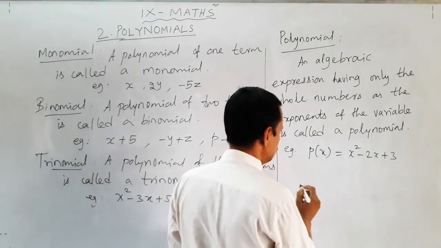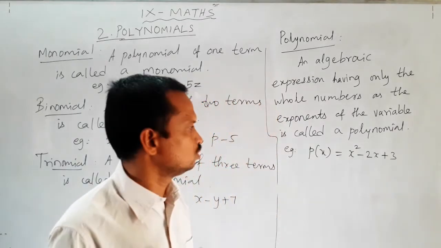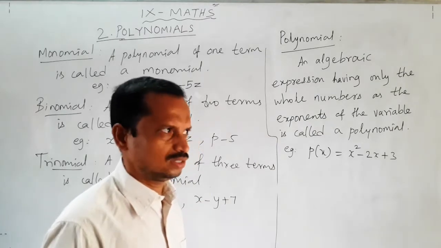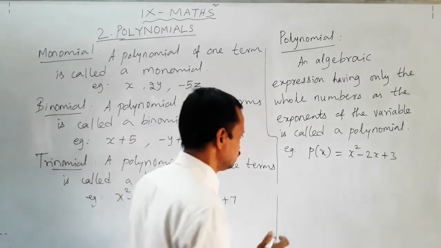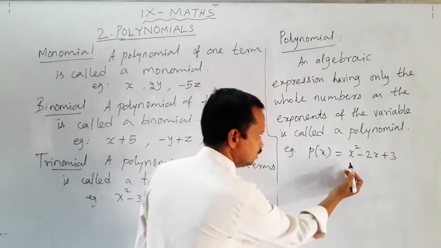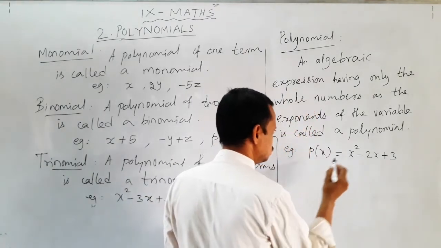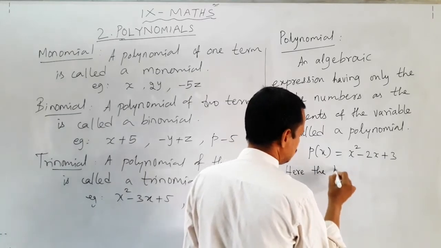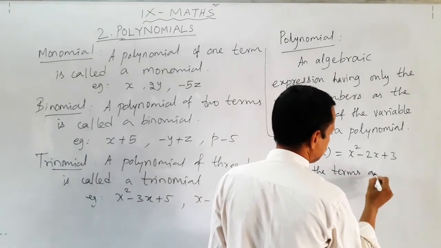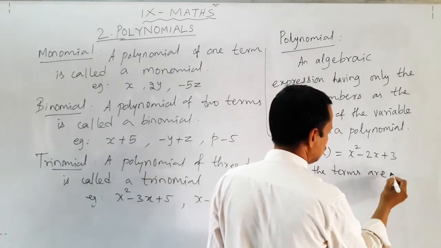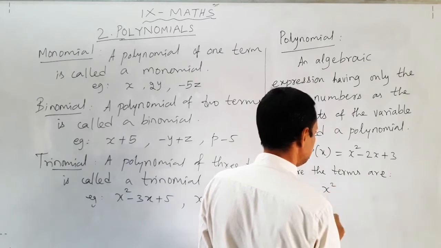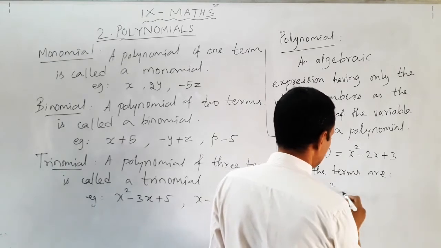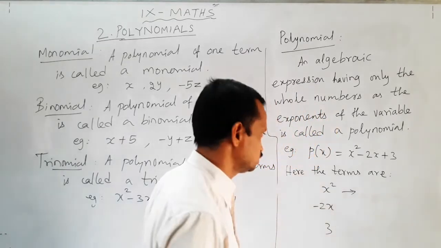So based on terms means the number of terms you have to collect, and then the coefficients are also very important. In the exercise, maybe they ask for the coefficients. So I am going to take this as an example. Here the terms are x square, and then minus 2x, and then 3. Okay. Coefficients means coefficients. So I am going to write here.